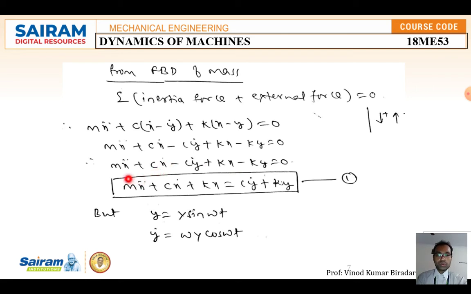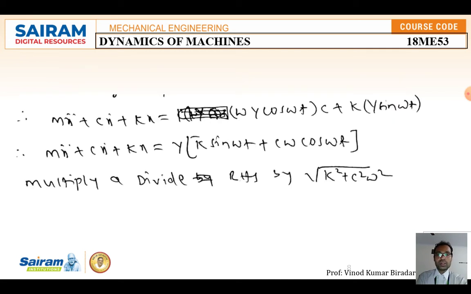Equation number 1. But here y and y dot are there, and we know the value of y. y is equal to Y sin omega t, which is the harmonic wave equation. Differentiating again, y dot is equal to Y omega cos omega t, since sin differentiates to cos and Y is constant. Now we substitute these two into equation number 1.